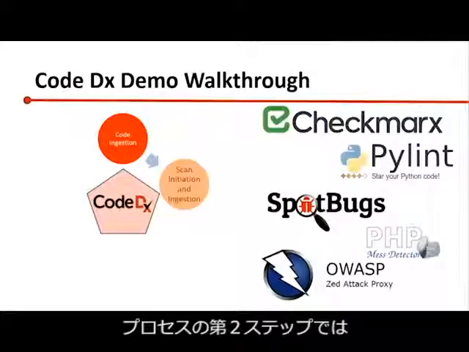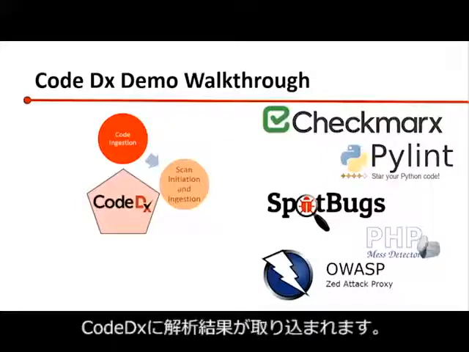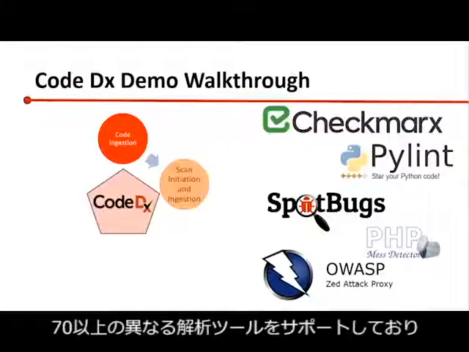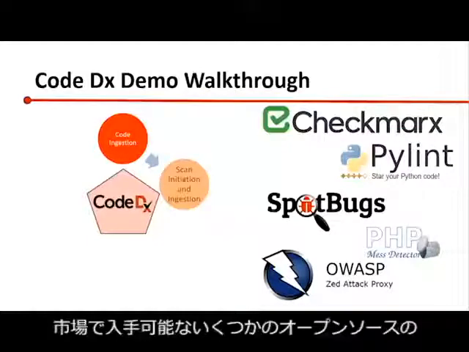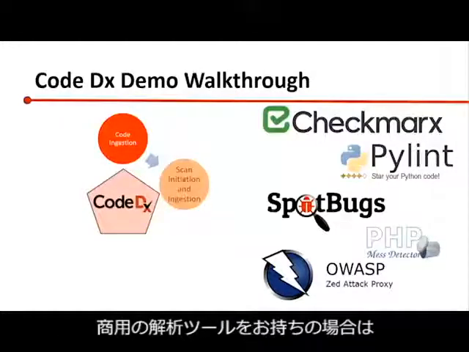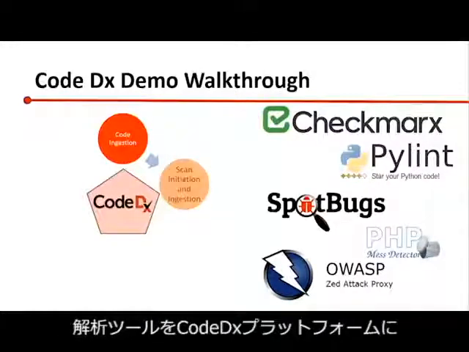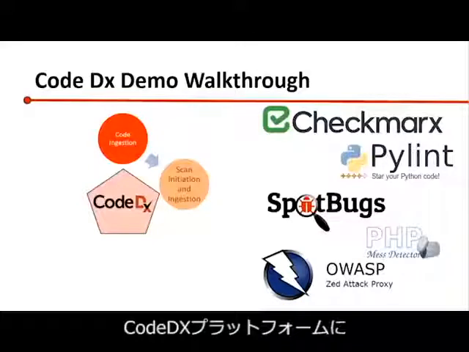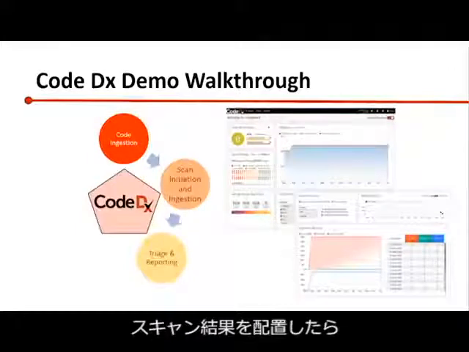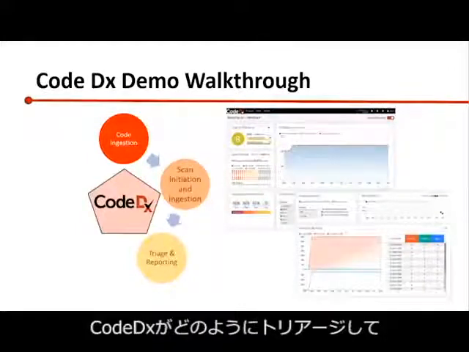The second step in the process will be to initiate a scan and have CodeDx ingest the results. Now, CodeDx currently supports about 70 plus different scanners, and it actually comes pre-bundled with some open source scanners that are available on the market. But if you have a commercial scanner you're using today, CodeDx also has the ability to orchestrate those scanners with our platform.